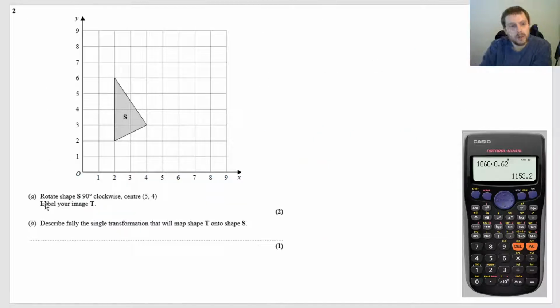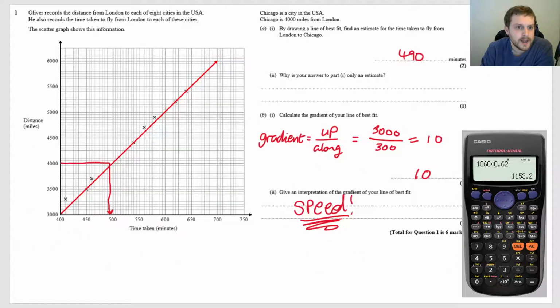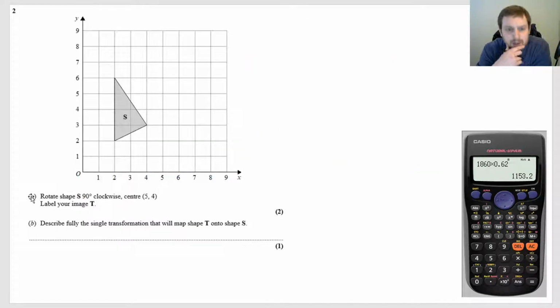Okay, number 2, or what number is it really? So 18, 19, 20 on foundation. Rotate shape S 90 degrees clockwise, center 5, 4. So we go to 5, 4, we put a little cross. And then it's quite tricky without tracing paper, to be fair. But there are some tricks we can do. For example, you can draw like a little L shape like this. And then if that goes 90 degrees clockwise, so that would be like that direction, right? It will end up like that, right? So it's going to move there.